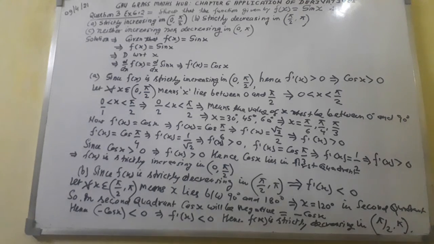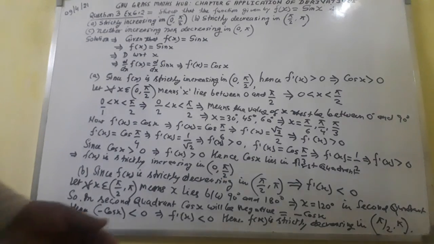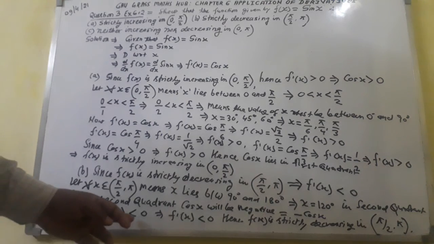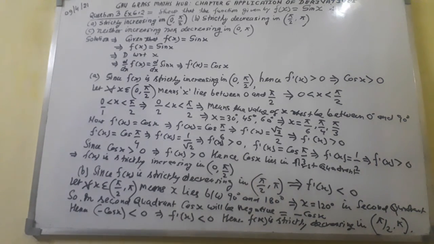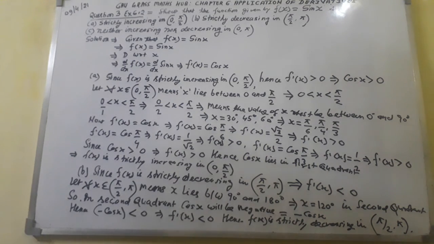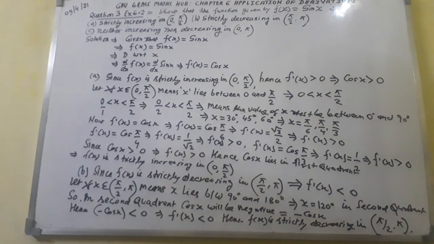In second quadrant only sin x and cosec x will be positive. Rest of trigo ratios will be negative. That's why in second quadrant cos x will be negative, comes out to be minus cos x. So minus cos x will be less than 0. f dash x we have got minus cos x, so minus cos x is less than 0. That's why f dash x is less than 0. f of x is strictly decreasing in open interval pi by 2 comma pi open interval.